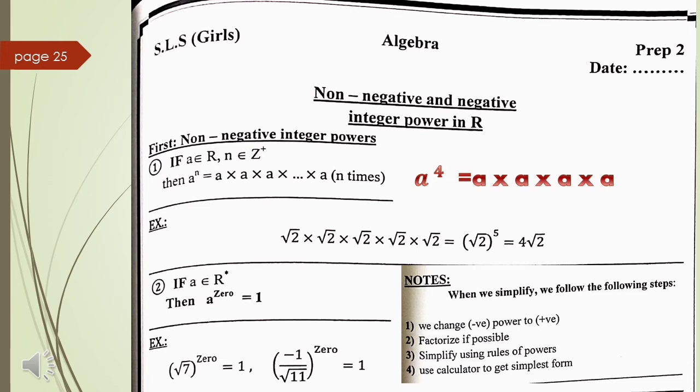Then factorize if possible. Then look at step 3: simplify using rules of powers. So right now we're going to remember some of the power rules and learn some new ones too.